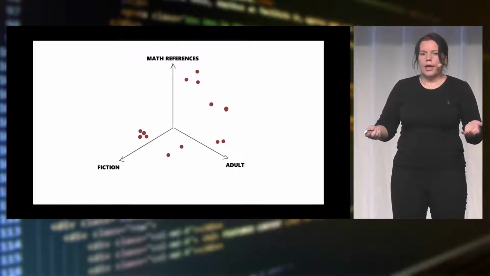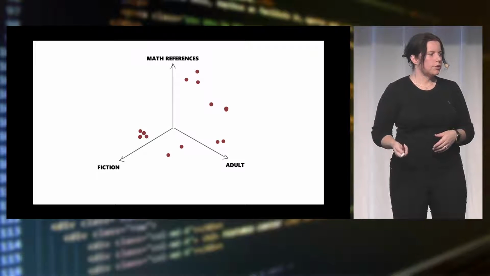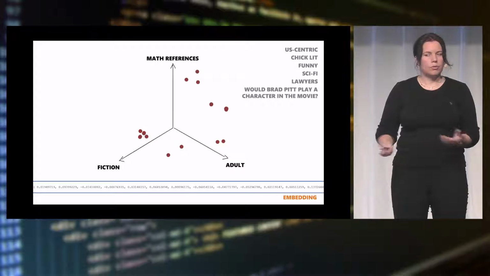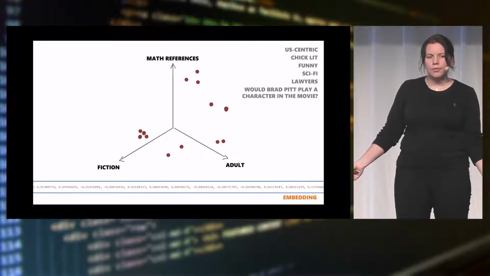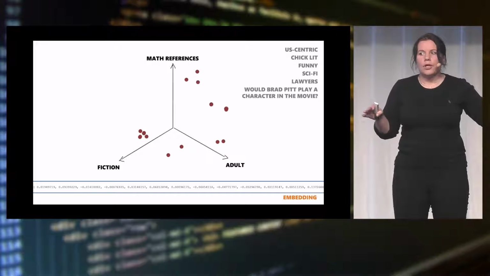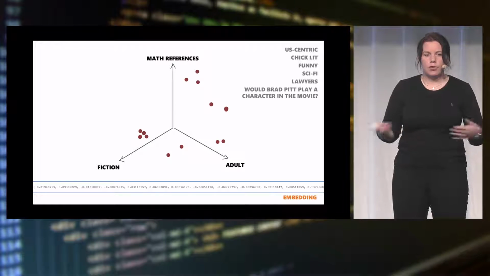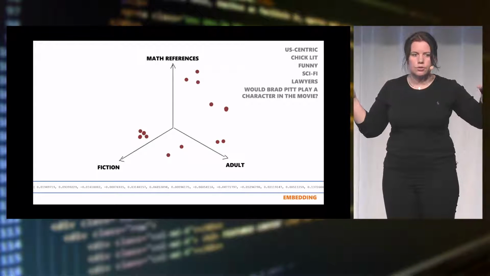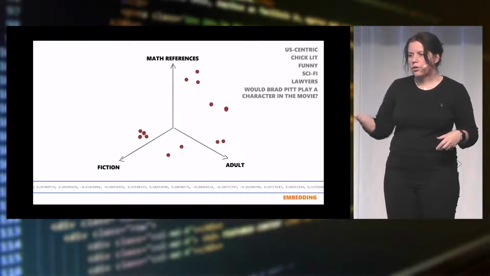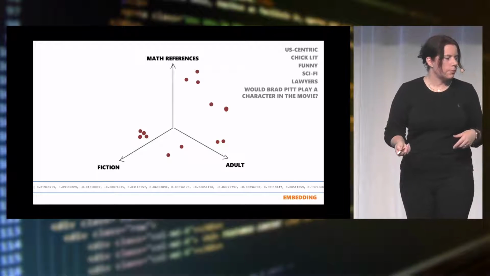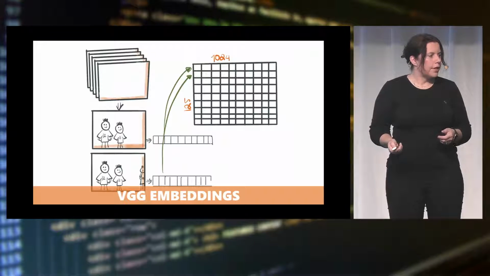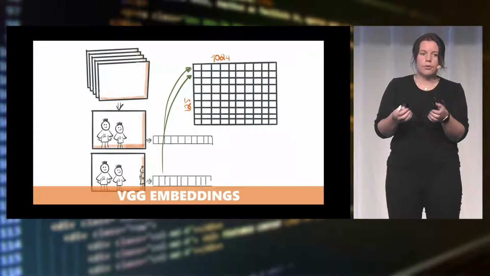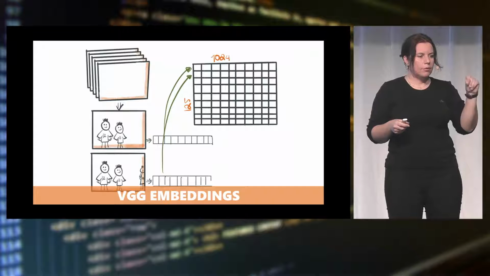So we can go ahead and add more layers to this, so more features, like do they have math references, or are they US-centric, or funny sci-fi lawyers with Brad Pitt playing a character in a movie. Adding these is weird, because it turns out we don't actually have to come up with all these features. The machine learning model will do that for us, and it will figure out what features are important for this particular picture or this particular video. And all this now turns into an embedding. What we did in this end-to-end scenario was use a pre-trained model again and extract the embeddings for every single frame.